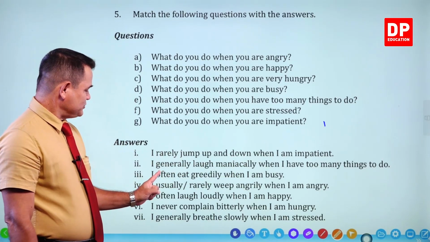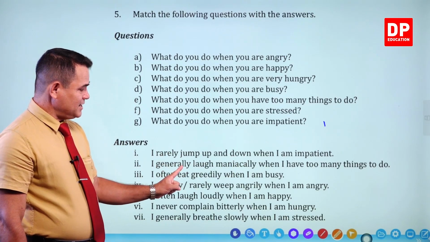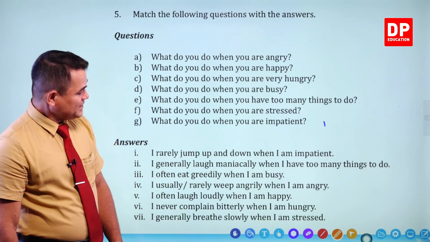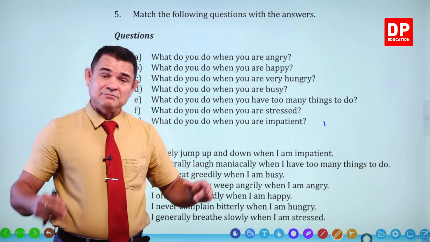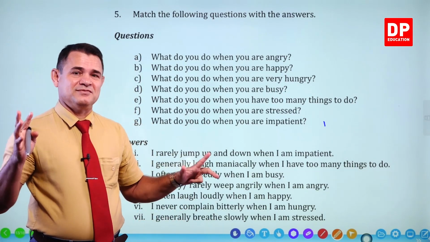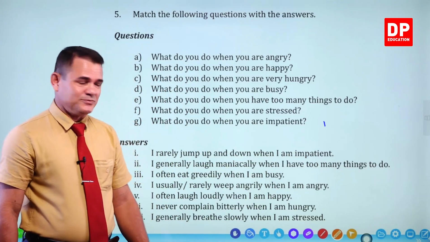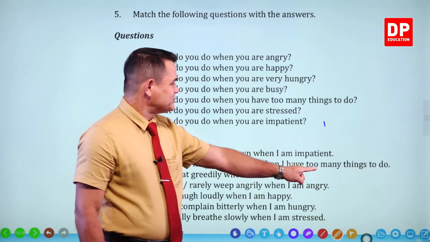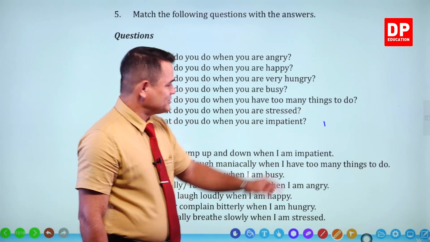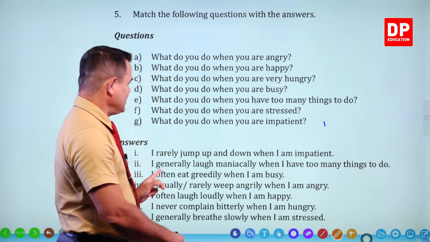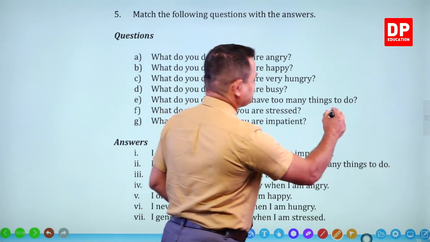And number 2, I generally laugh maniacally, that means like a madman, when I have too many things to do. Easy to match. Number 2 comes with this.